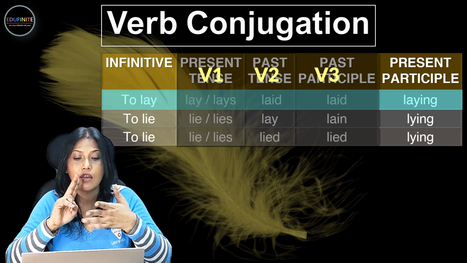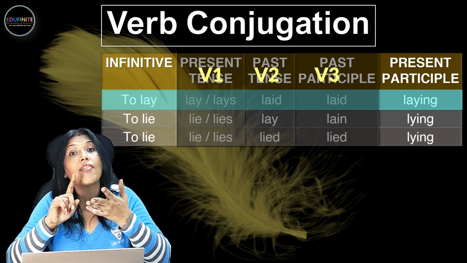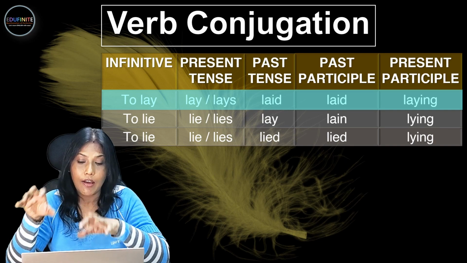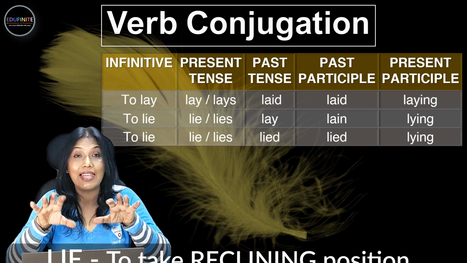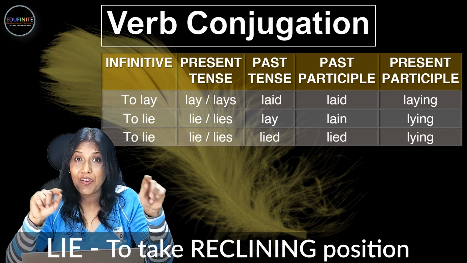I've placed V1, V2 and V3 forms together, that means the present tense, past tense and the past participle together. And then we have the present participle, that is the ing form, that is laying. Next we have lie. This lie is being in the reclining position, so lie, recline.